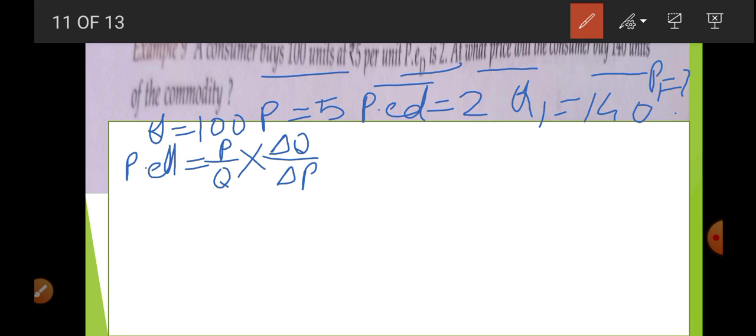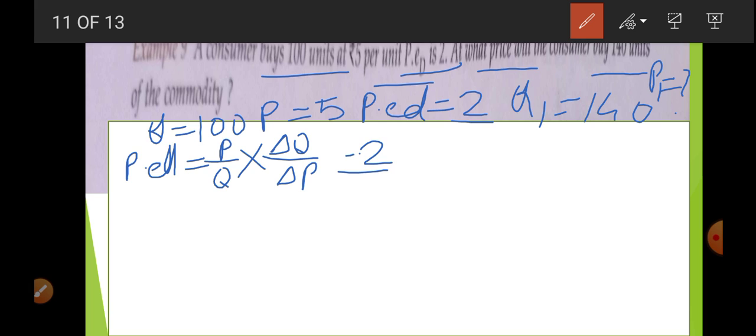Now we are going to put in the values. It is given in plus, but when we write it in modulus, then it becomes plus. Otherwise, the value of price elasticity is always going to be negative. So we are going to put the value -2 here. You have to keep this in mind: if price elasticity is given as a positive number, still you are going to write it as negative, or if it is given as negative, you write it as it is.